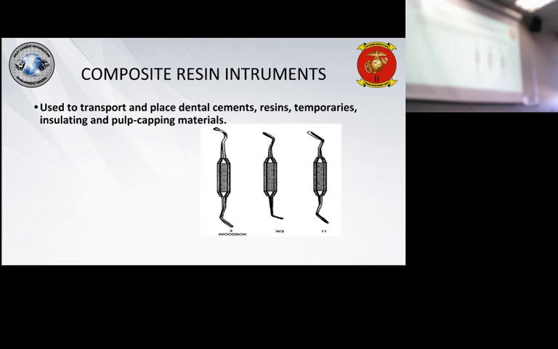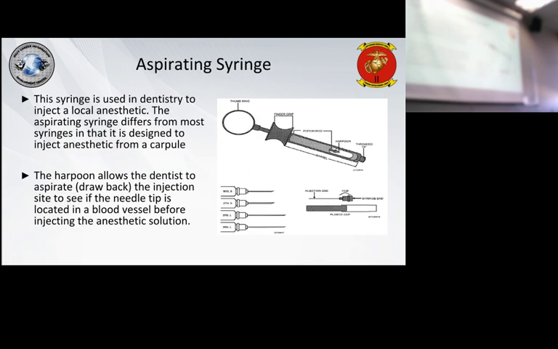Composite resin instruments, they're just used for the resin, okay? It's kind of like the amalgam transfer, same with these resin instruments. An aspirating syringe is used to inject local anesthetic.